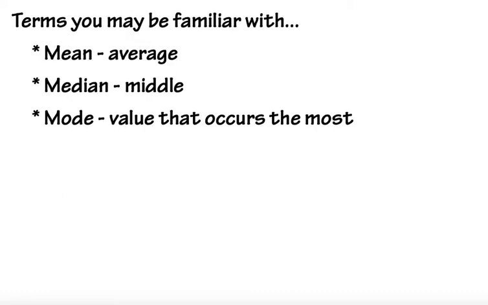So you may be familiar with these terms: mean, median, and mode. Mean is kind of the same thing as the average. Median is your middle value. So if you put all of your values in order from least to greatest, median is the one that falls in the middle. And then mode is whatever value occurs the most. So this should be kind of a review from what you did in the last lesson. And all that's going to come into play today whenever we look at analyzing different graphs and charts and tables.